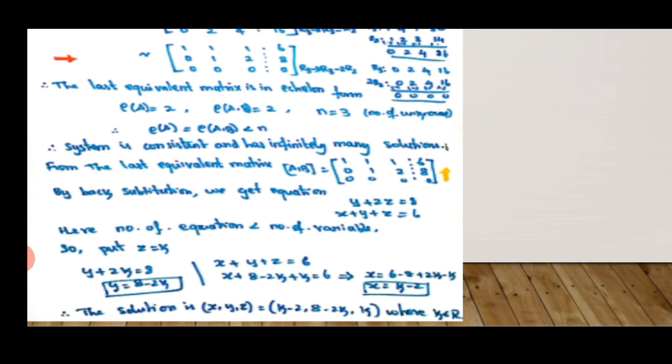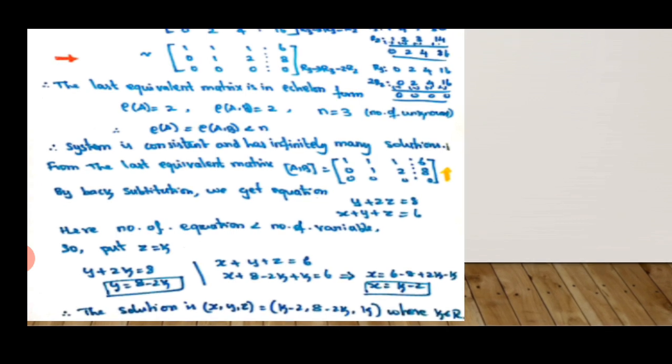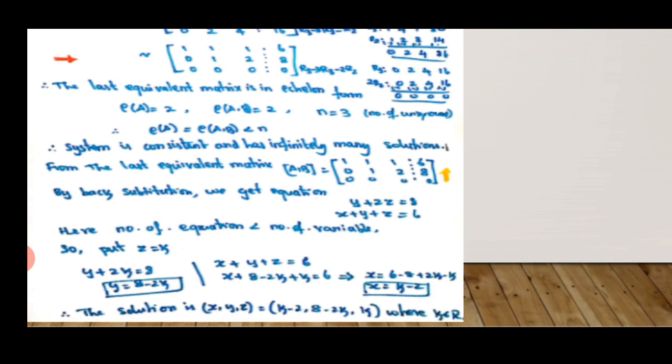In this matrix we got the echelon form. You can see the red color arrow mark I have made. Further you cannot reduce this matrix by using any transformation. So this is the last equivalent matrix, it is in echelon form.